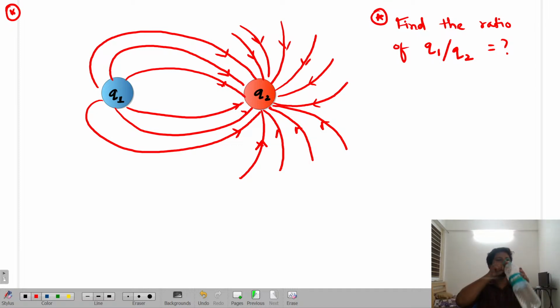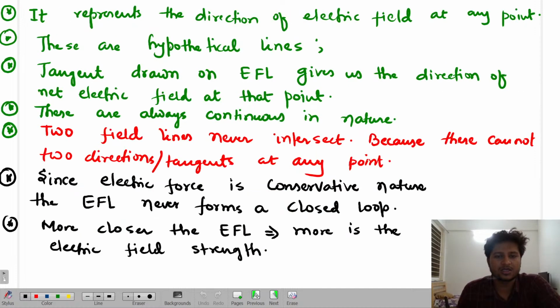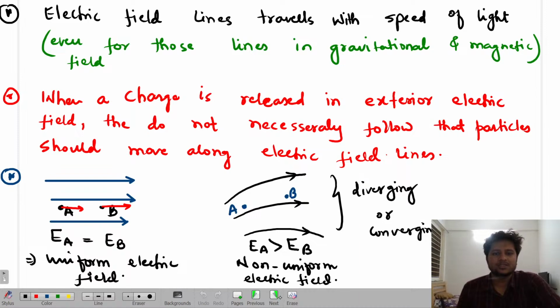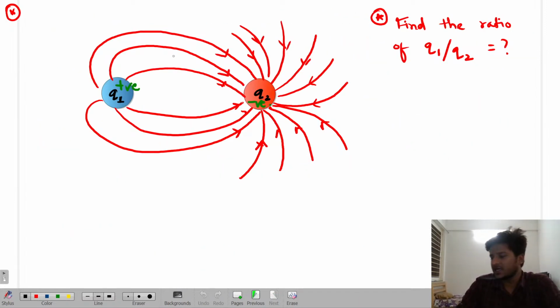Do you think you have to consider the signs or not? Of course, when it is asking about ratio, you have to consider the positive and negative. So Q1 is positive, isn't it? And Q2 is negative. Now, one thing you need to understand: the number of electric field lines is equal to the magnitude of electric field, isn't it? So that means the number of electric field lines will also tell about the magnitude of charge.